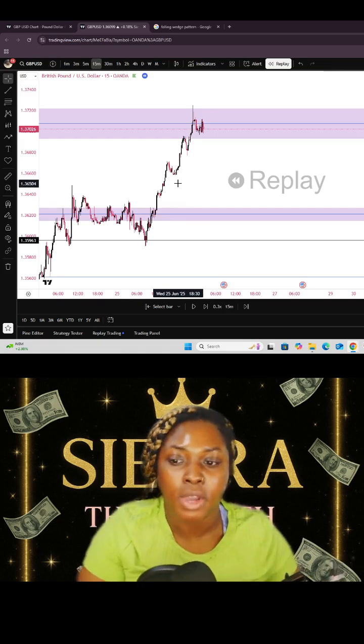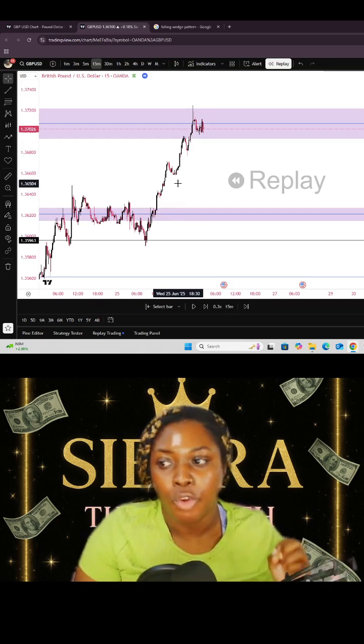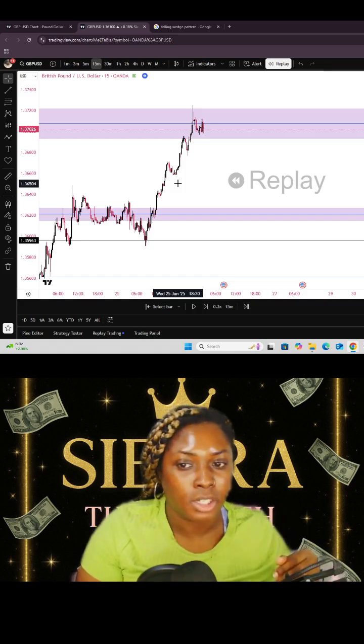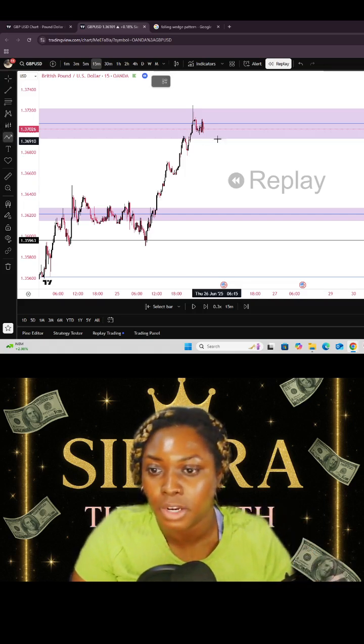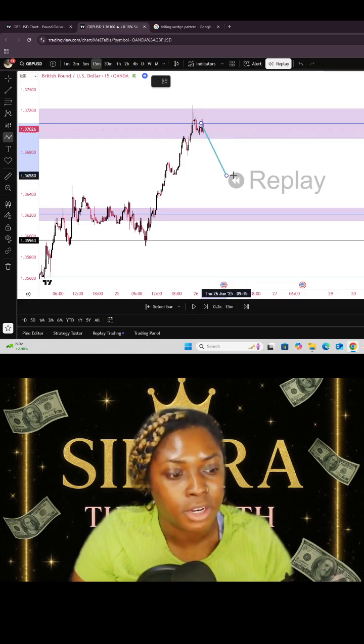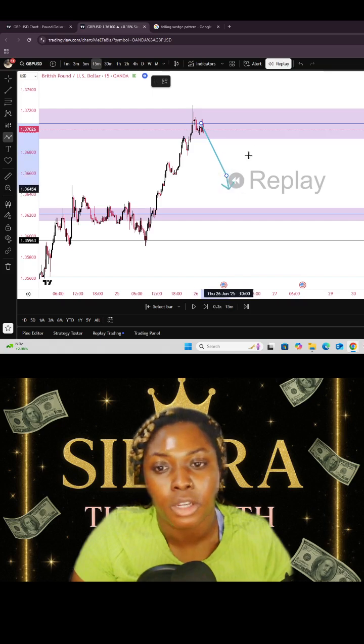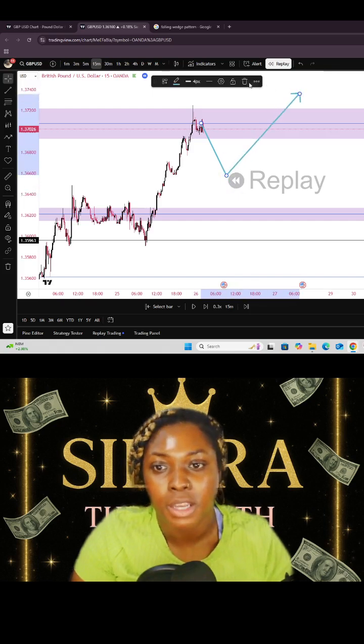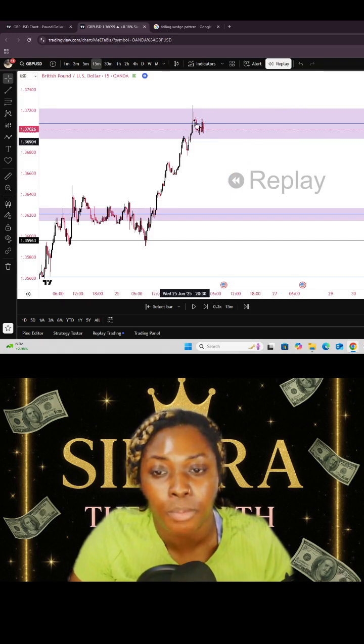And whenever you get an impulsive move, you want to look for your correction. You wait on your correction to finish. Okay, correction is a pullback. You wait for your correction to finish, and then you look for your entry on the continuation, because price is telling you that it's bullish.